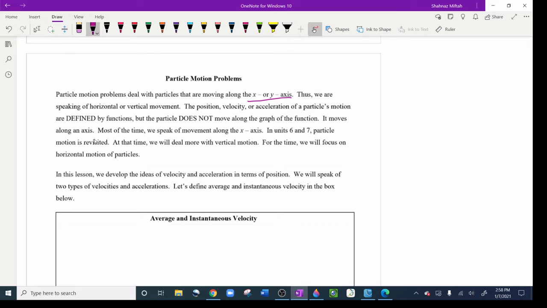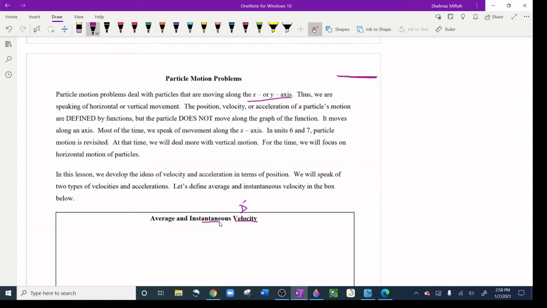So in this one objective, we are only talking about particle motion that goes horizontally, like the x-axis. Okay, you guys can read all of that. Now, average and instantaneous velocity. Just remember, velocity means first derivative. That's the vocabulary word for the derivative. First derivative is also velocity.